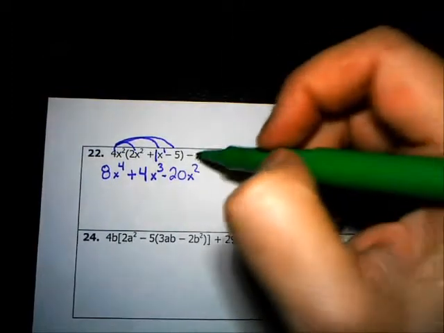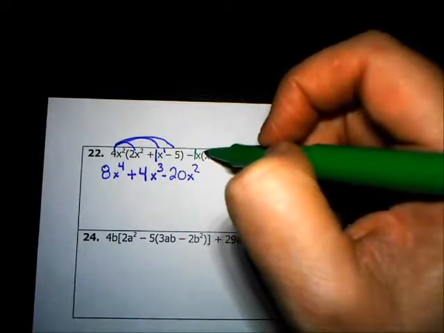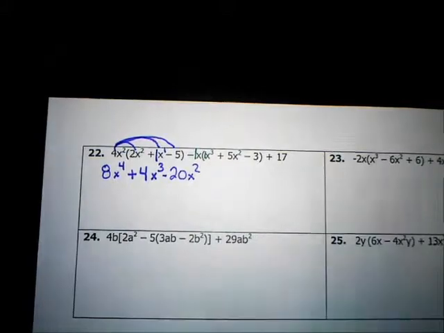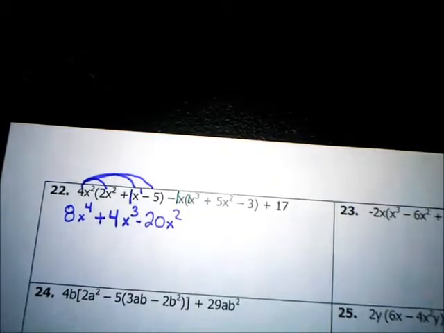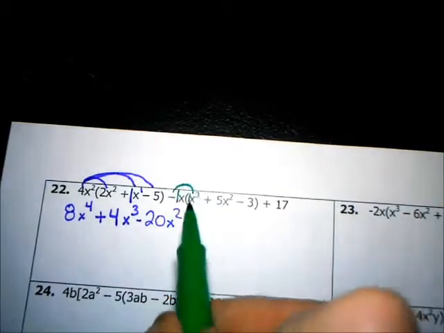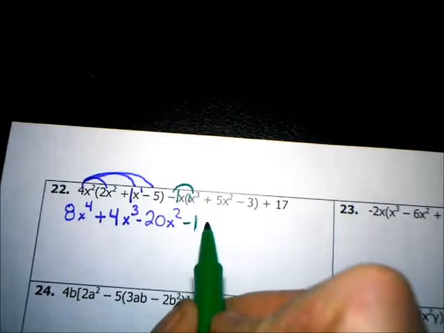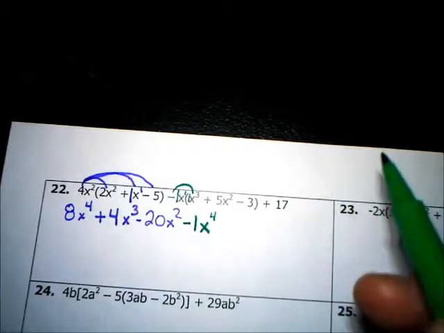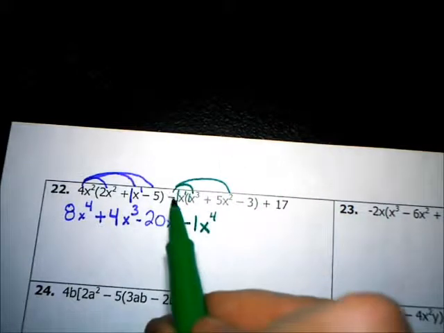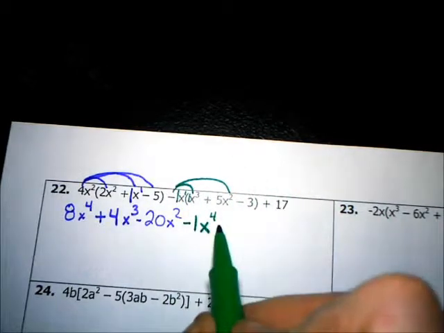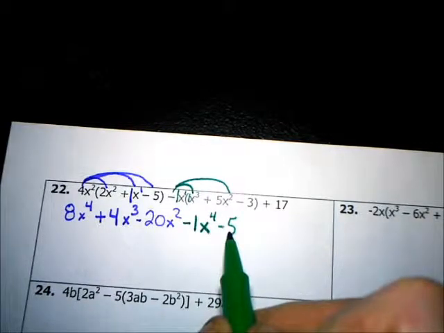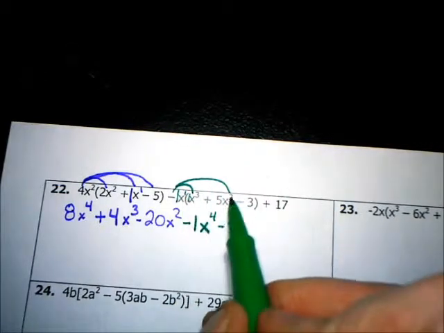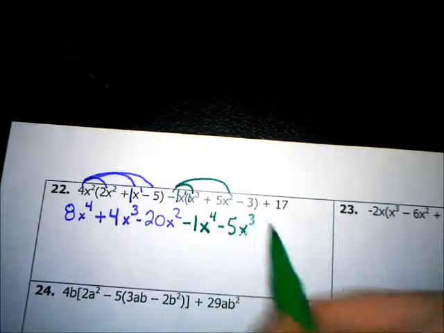Now the next term, I didn't put a 1 there, so there's an understood 1 here as well as there. Okay, so now I'm going to do negative 1 times 1, which is a negative 1. x1 and x3 is now x4. And go to the next term. Negative 1 times 5 is a negative 5. And x1 and x2 is x3.